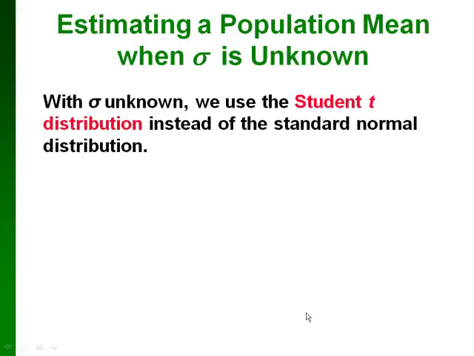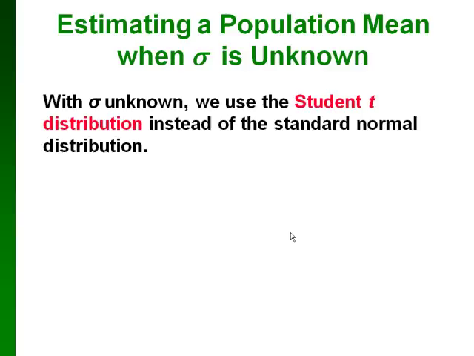Okay, this is video number 2 for Chapter 8. In this video we're going to talk about finding an estimate for a population mean when we don't know anything about the population standard deviation. And this is usually the case. So this is more commonly used than the last method we talked about.